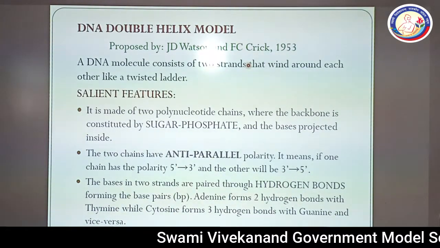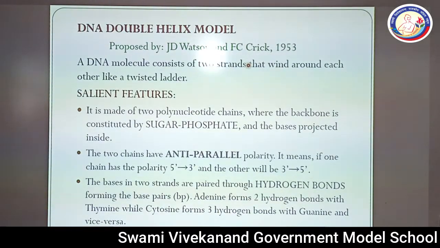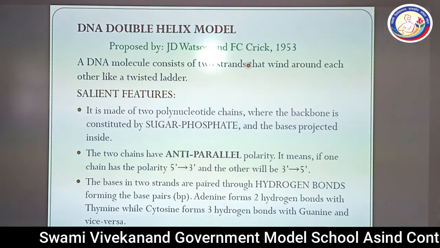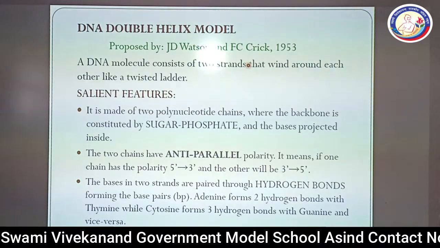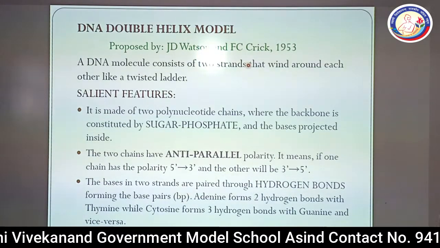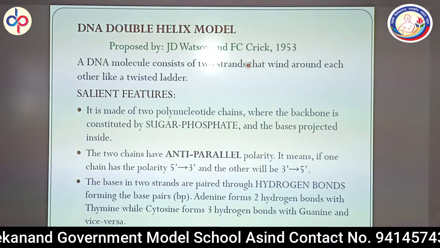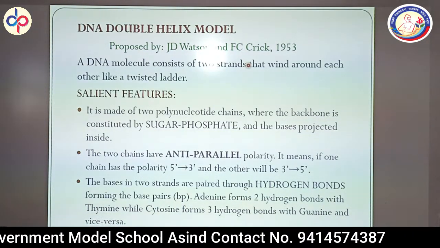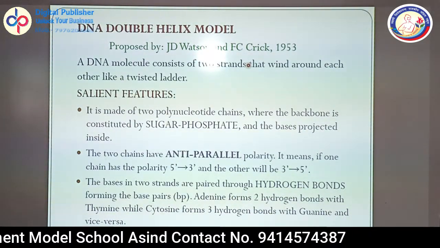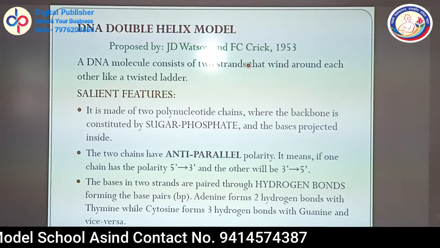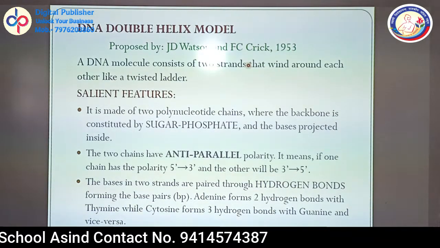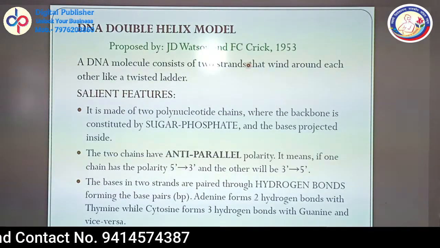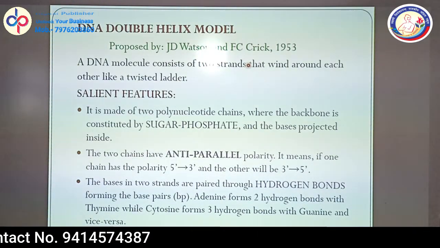Salient features: what are the important features of the DNA double helix model? First feature, it is made of two polynucleotide chains where the backbone is constituted by sugar and phosphate, and the bases are projected inside. So the backbone is made of sugar and phosphate, while the base pairs are projected inside the ladder.